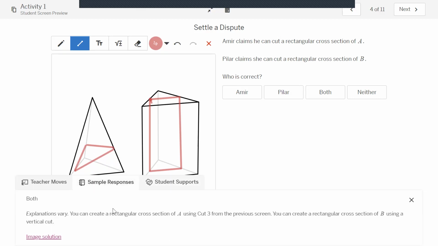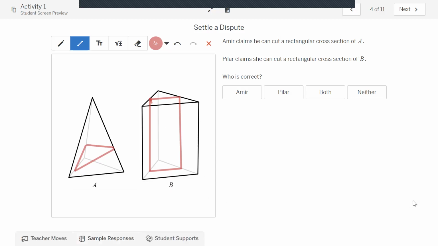Oh, let's go here. Oh, it says both. All right. Just as explanations vary, you can create a rectangular cross section with A using cut 3 from the previous screen. You can create a rectangular cross section from B using a vertical cut. Yep, we did that. All right. So that's what we say, both.